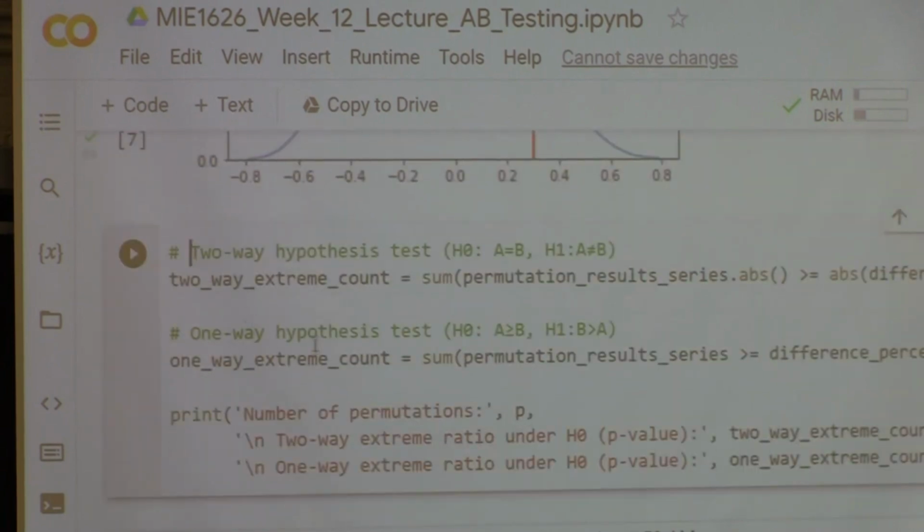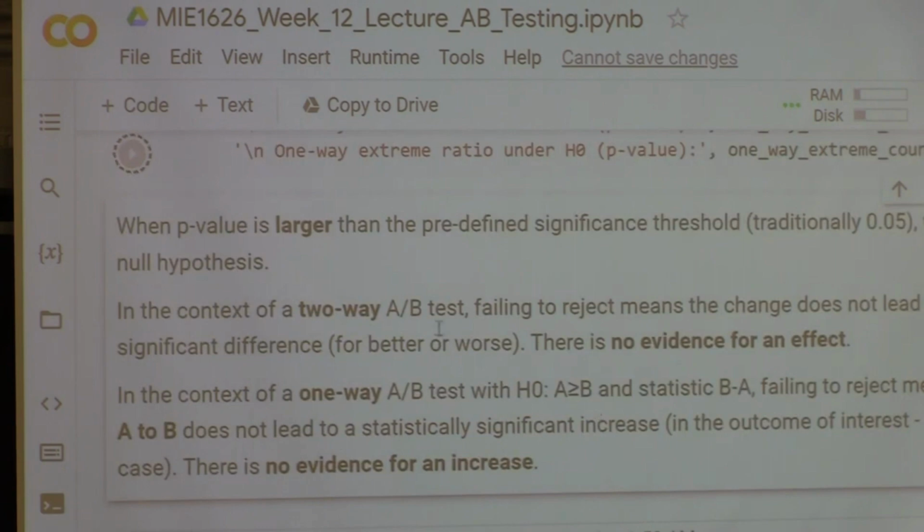So here I'm doing both two-way test and one-way test, but we need to decide what hypothesis we are testing, and only do one of these. We cannot do both of them and see which one gives us statistically significant results, and then decide. We should decide in advance what we want to measure, what we want to test. So for the two-way test, I'm looking at how many times the absolute value of these resampled observations are larger than the true observed value. For one-way test, I also consider the sign, right? So these are the 2 p-values.